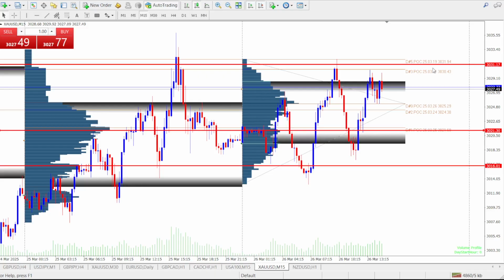Okay, then you exit the trade when the trend shifts in the opposite direction. So when signs of a bullish reversal begin to appear, you can then go ahead to exit your sell trade.